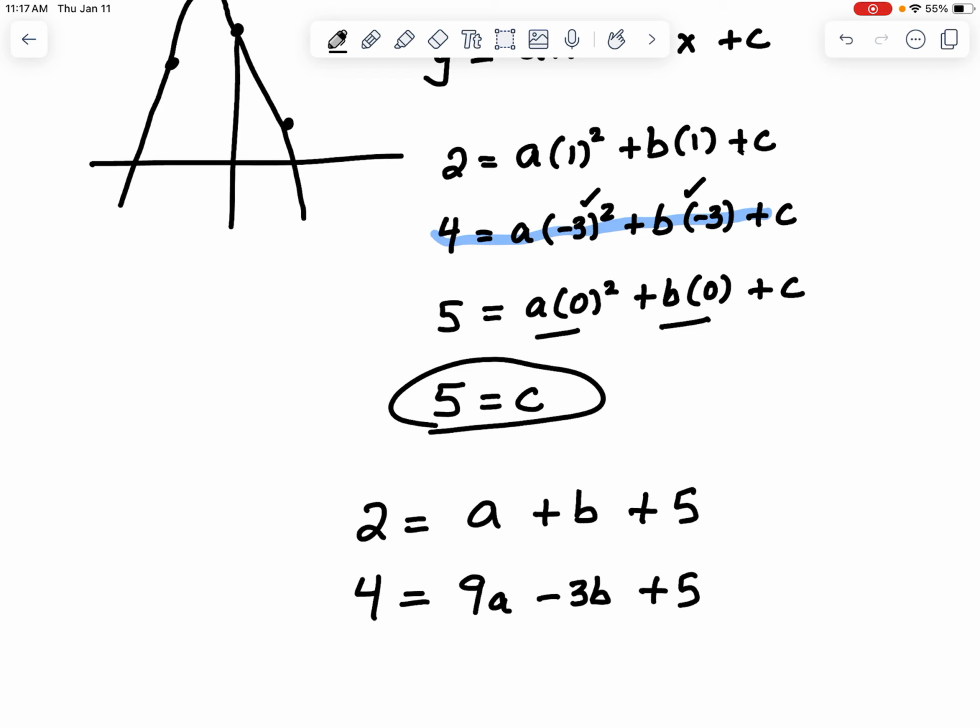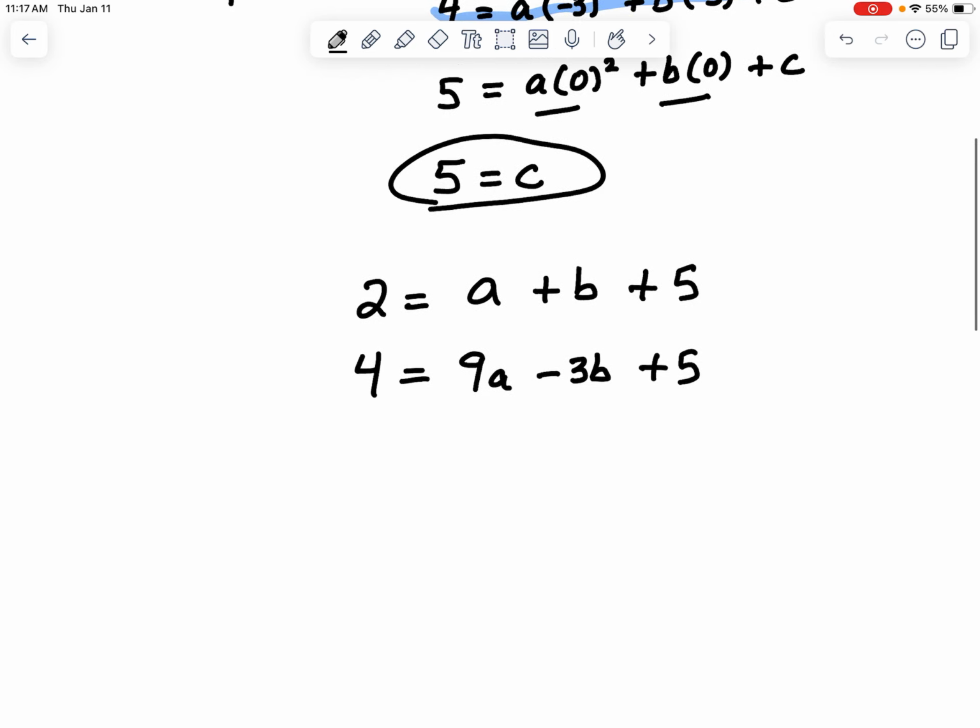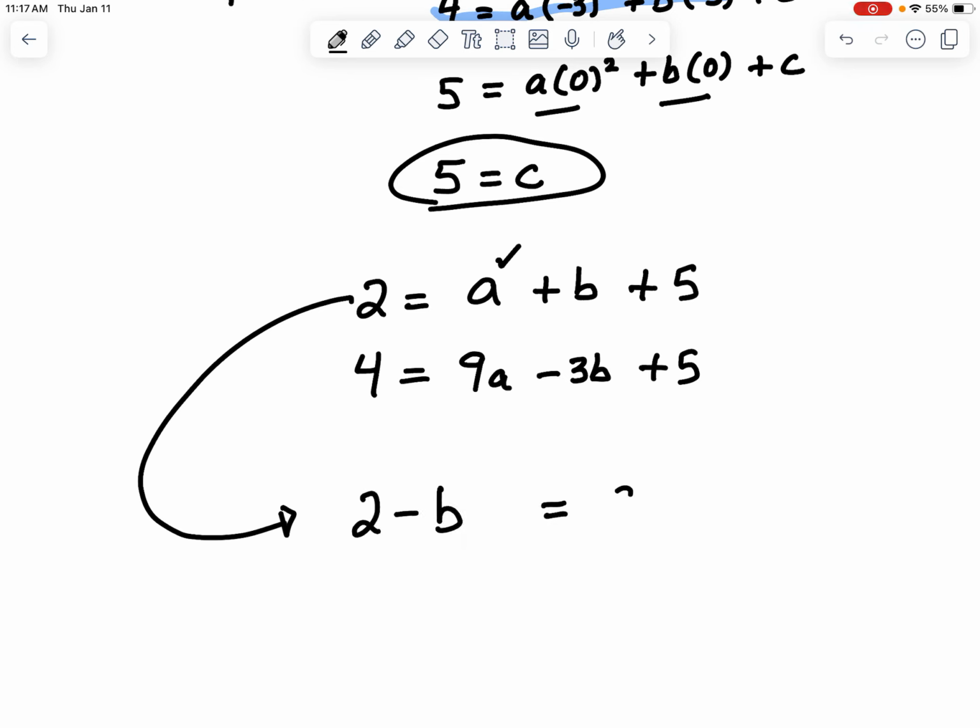And now we need to use either substitution or elimination to solve for the a and the b. I think that substitution would be the easiest, because if I take this top equation and I leave the a on this side but move everything else to the left side, so in other words subtract b from both sides, leave the a on the right side, also subtract 5 from both sides, that says that a equals, 2 minus 5 will be negative 3, and then minus b. So that's what a equals.